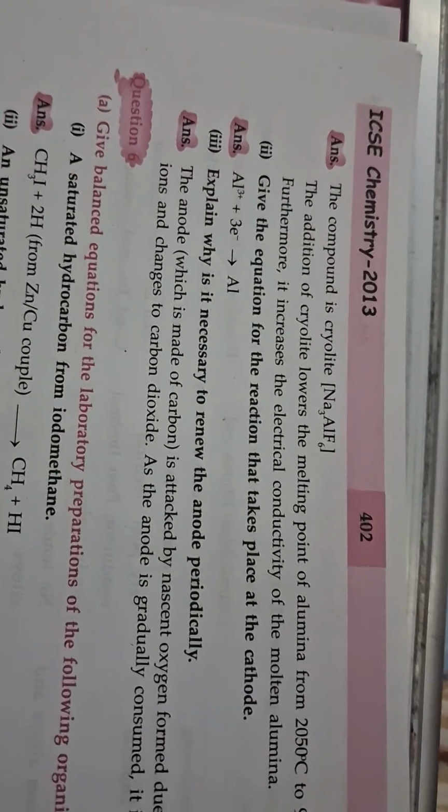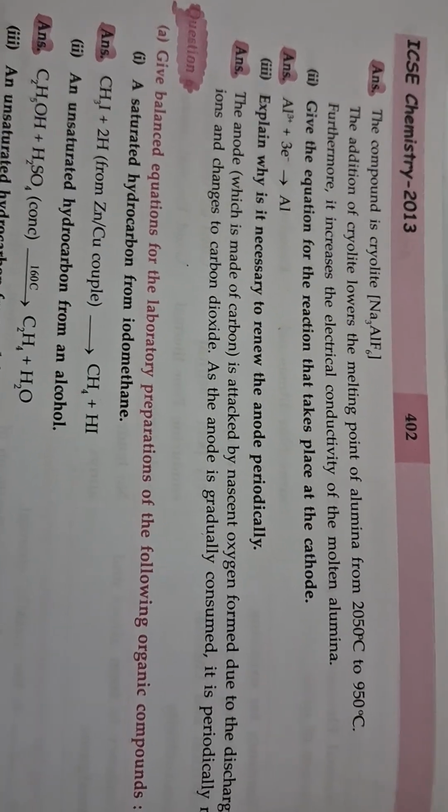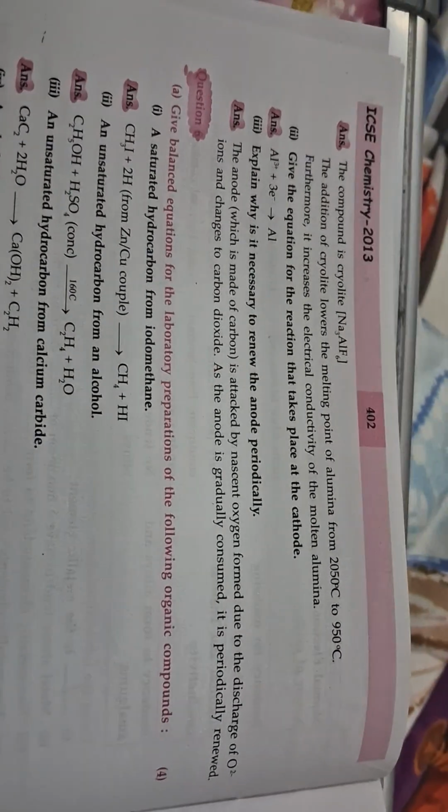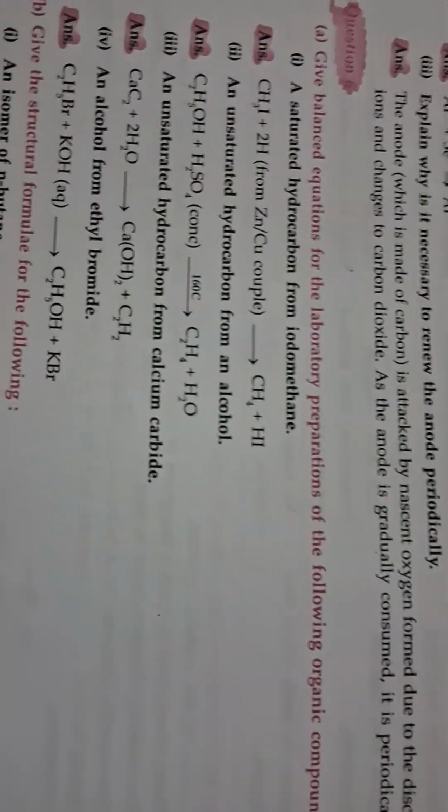Let's see what is written here. It reduces the melting point and it also increases electric conductivity. Give the reaction. Explain why it is necessary to renew the anode: because the anode is attacked by oxygen, so CO2 is formed, and it has to be renewed.